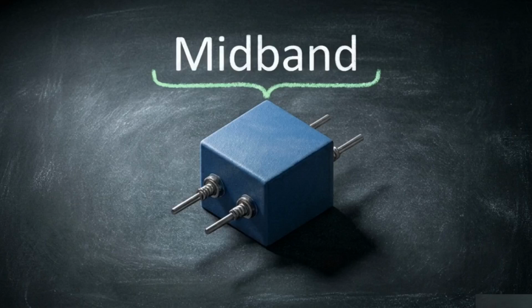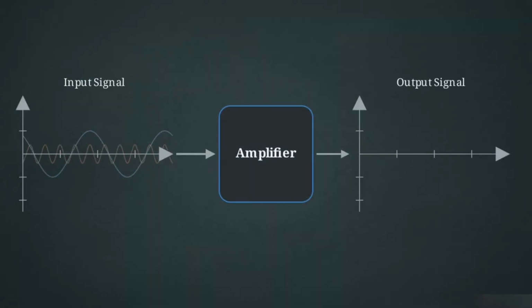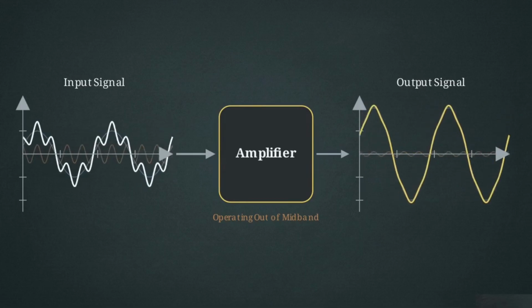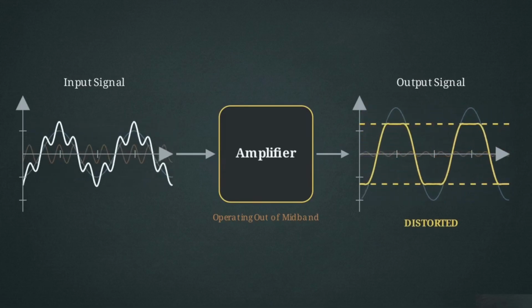Amplifiers are built to operate within a specific, stable range called the midband. Within this frequency range, the voltage gain remains nearly constant, allowing a signal to be magnified evenly. If an input signal drifts outside this midband, different frequency components of that signal are amplified by different amounts. The waveform loses its original shape and emerges completely distorted.